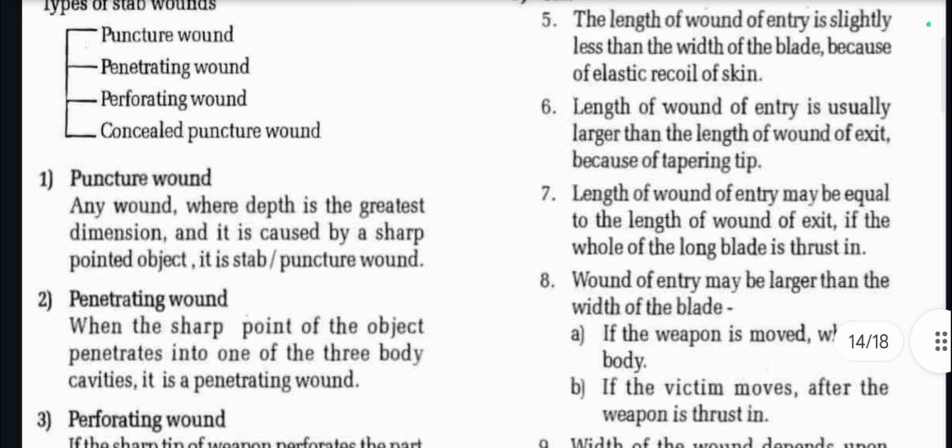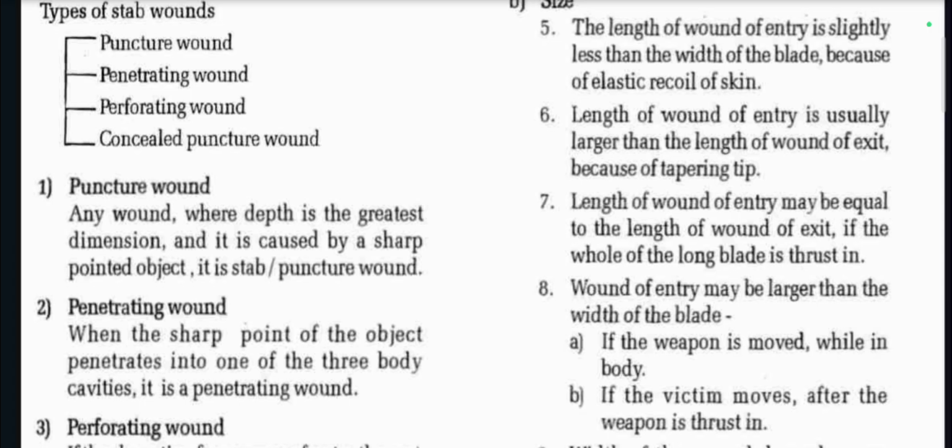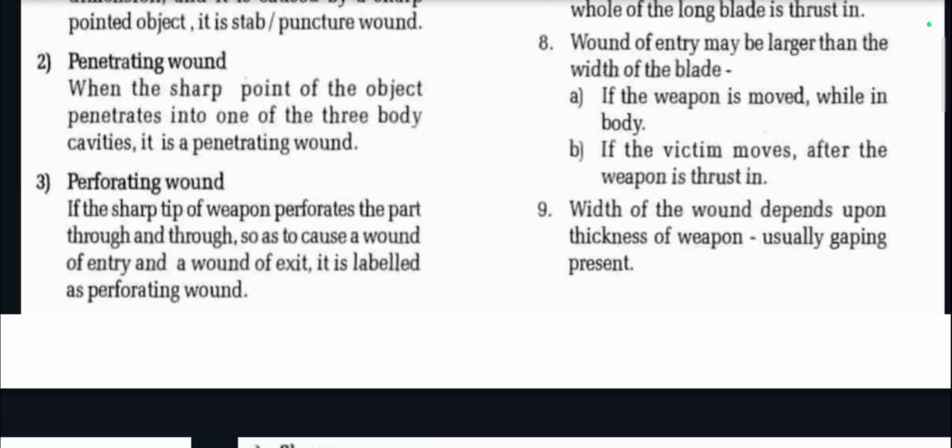So in 3 conditions you have to understand. Length of the wound is slightly less than the blade because of the elastic recoil. Length of the wound of entry is usually larger because of tapering tip. So it depends on the manner of stabbing, and length is equal whenever the whole long blade is thrust in. Wound of entry may be larger than the width of blade if the weapon is moved while in the body, if the victim moves after the weapon is thrust in. So width of the wound depends upon the thickness of weapon. Usually gaping is present.